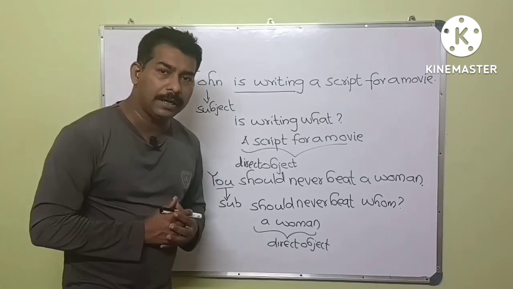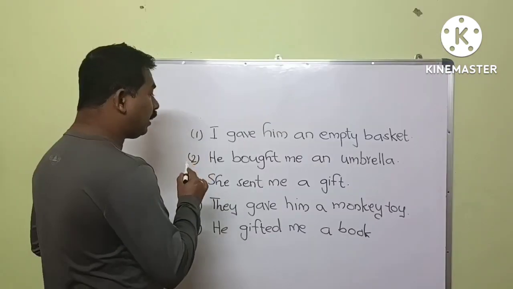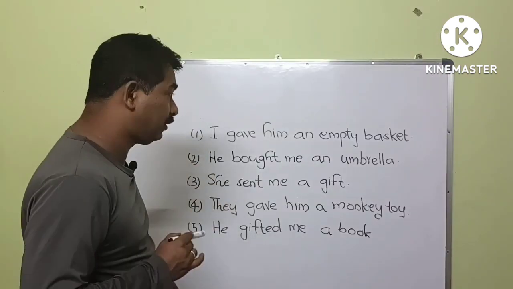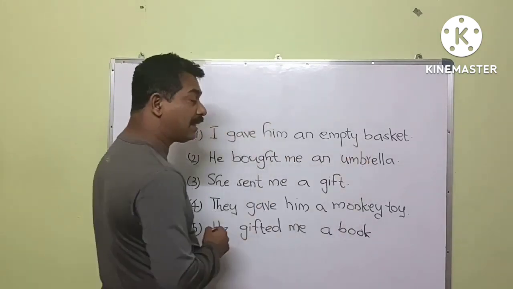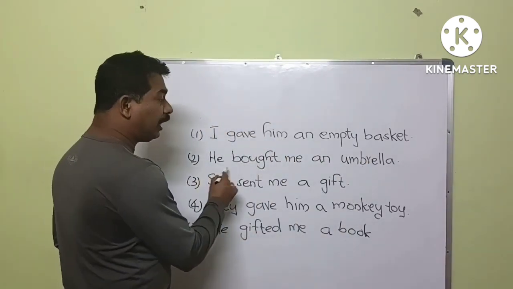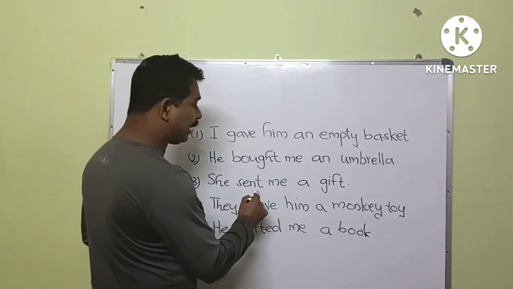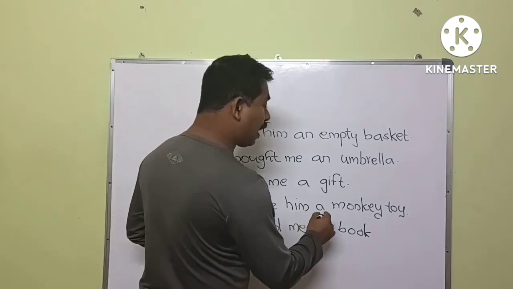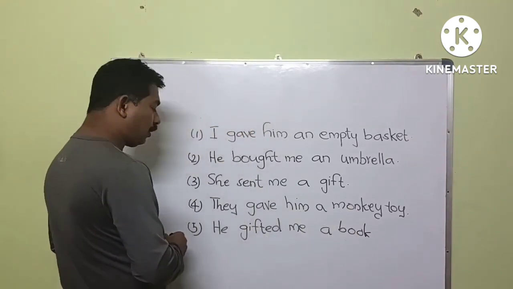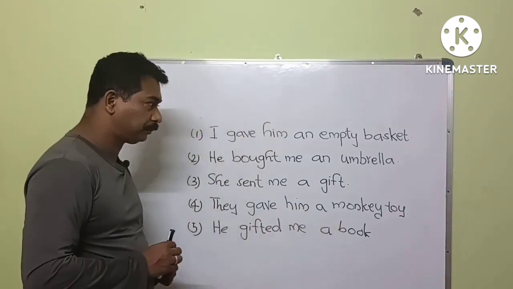Shall we move to the next category? That is indirect object. Here we have 5 sentences. First one, I gave him an empty basket. Number 2, he bought me an umbrella. Third one, she sent me a gift. Fourth one, they gave him a monkey toy. Fifth one, he gifted me a book.